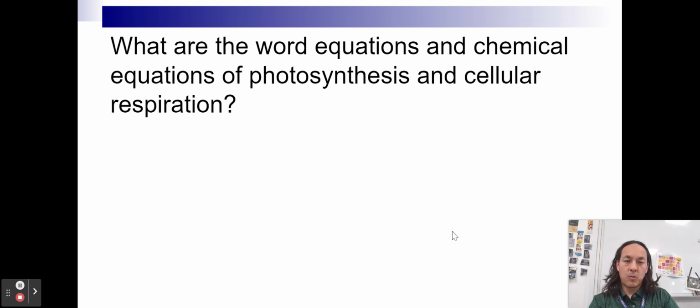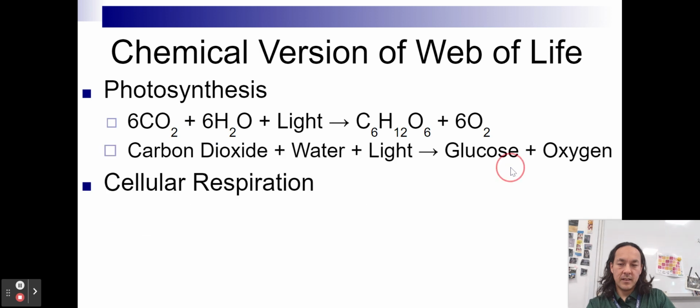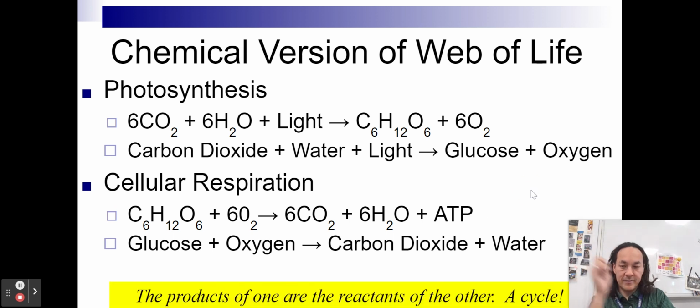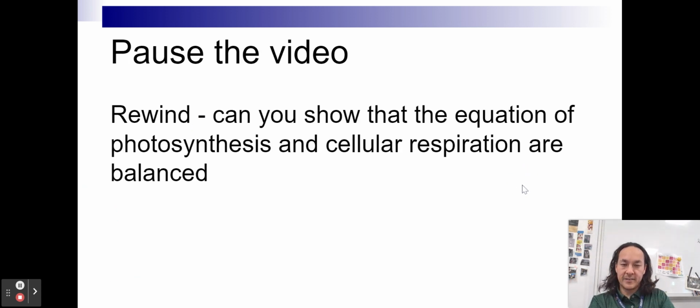All right. What are the word equations and chemical equations of photosynthesis and cellular respiration? I'm not going to ask you to spit out the chemical equation on the test, but it might be embedded in a multiple choice question for you to figure out. Here we go. Hopefully you got something along the lines of this. I do expect you to know the word equation: carbon dioxide and water and light yielding glucose and oxygen for photosynthesis. For cellular respiration, glucose and oxygen yielding carbon dioxide, water, and energy. All right, it's a cycle.